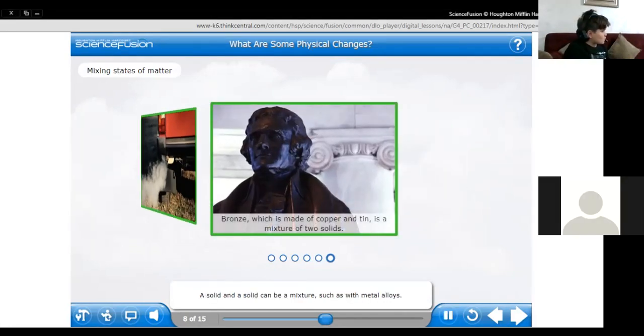A solid and a solid can be a mixture, such as with metal alloys. Alloys are mixtures of two or more metals. Bronze is an alloy of copper and tin. So you can see bronze, which is made of copper and tin, is a mixture of two solids.